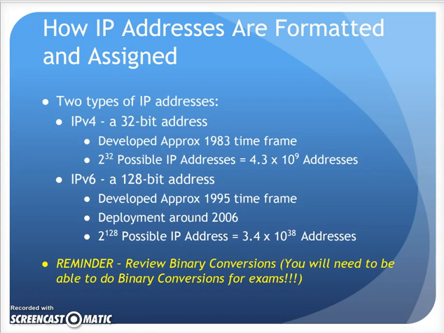IP version 4 addresses, 32-bit addresses, 2 to the 32 possible IP addresses, 4.3 times 10 to the 9 addresses, really a finite number. By today's standards, we have actually run out of IP version 4 addresses. IP version 6 address is 128 bits. There you have 2 to the 128 possible IP addresses, or 3.4 times 10 to the 38. We should not run out of those anytime soon. Hence one of the reasons we're migrating to IP6 as time goes on.